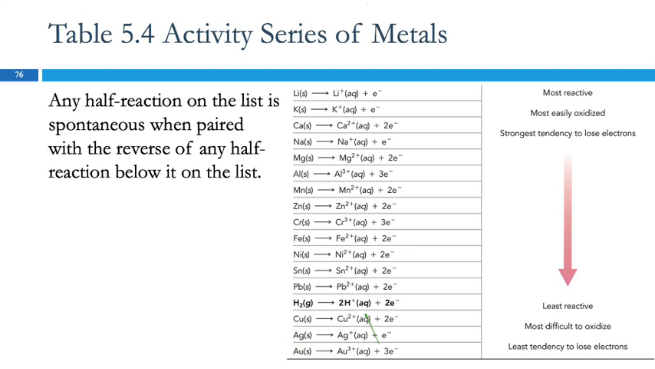Gold is good for jewelry because it doesn't react with a bunch of stuff, right? It's very stable. Lithium would be terrible for a ring because it would react with the sweat on your hand and just dissolve. Not good. Super reactive.